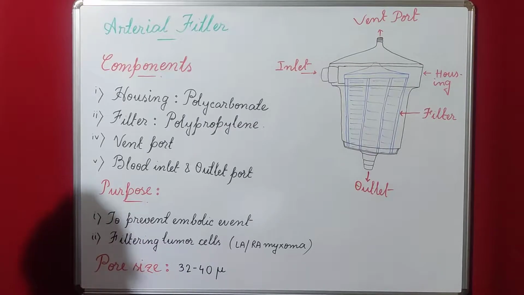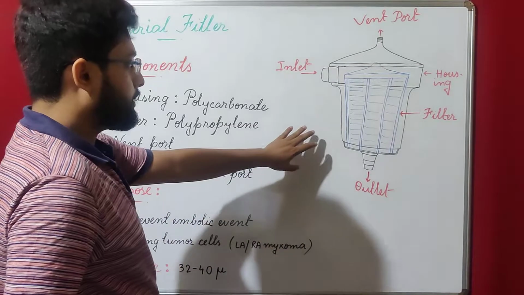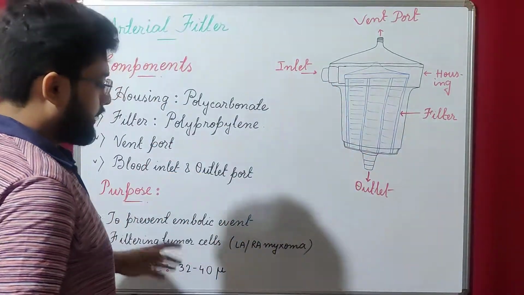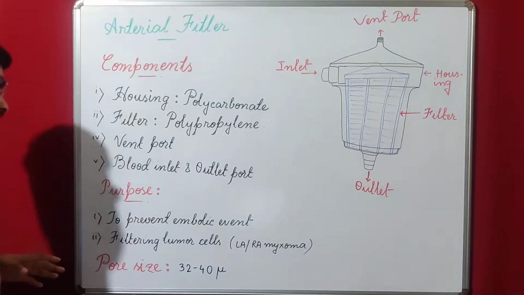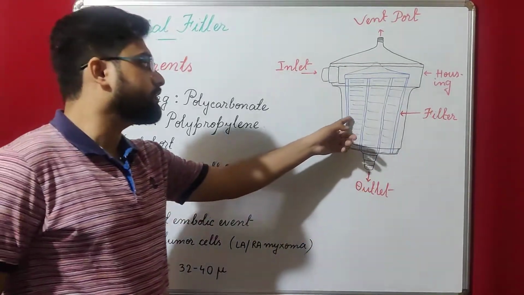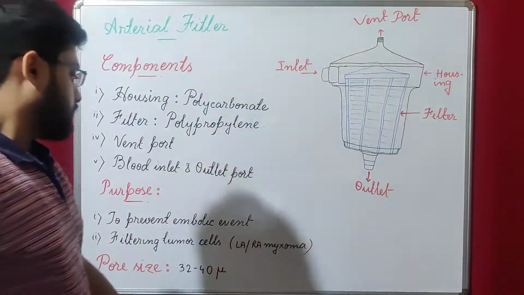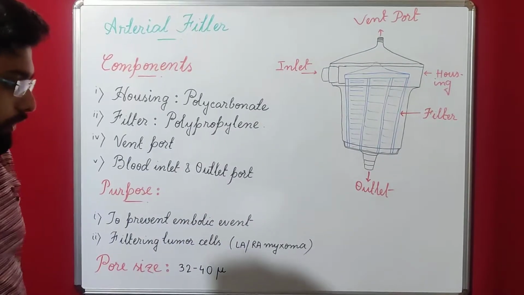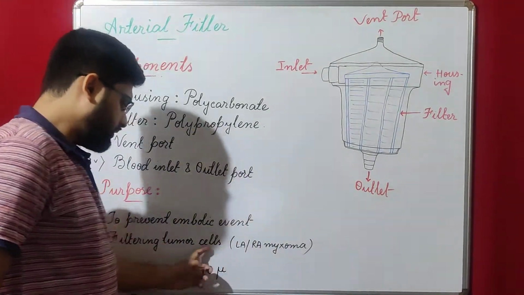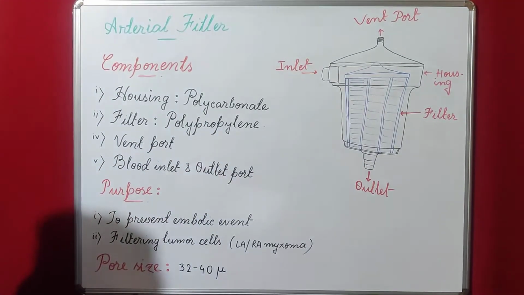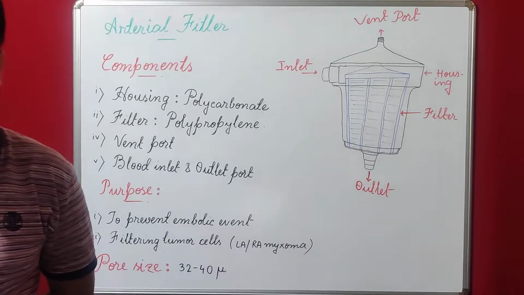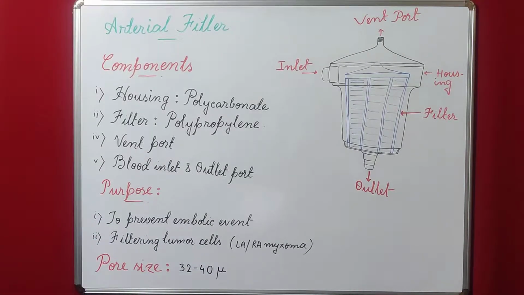Next, as it is a filter, it must have some pore size. It must have some pores that are filtering. So what is the pore size of the filter? It is 32 to 40 micron. Usually we say that on average the pore size of an arterial filter is 40 micron. This is almost all about the arterial line filter.